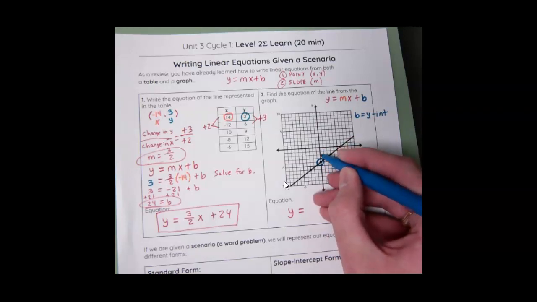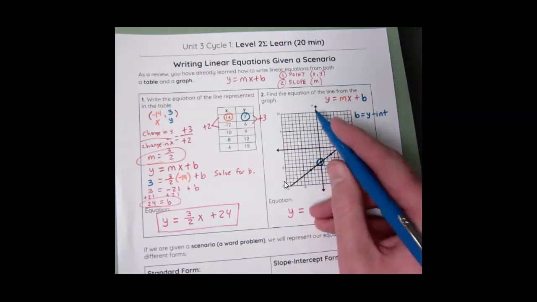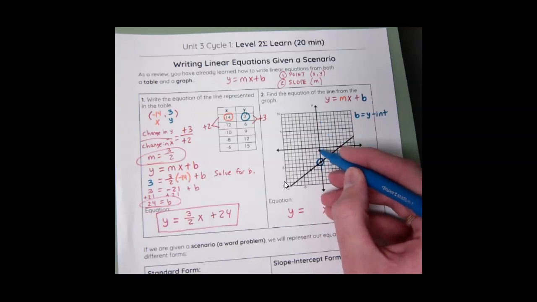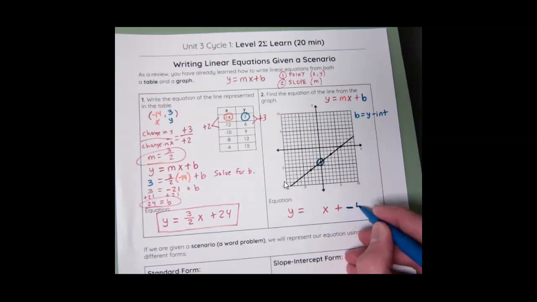negative 4. 1, 2, 3, 4. So my y-intercept is where the line crosses the y-axis. I would start from the origin and go down 1, 2, 3, 4. So my y-intercept is negative 4.